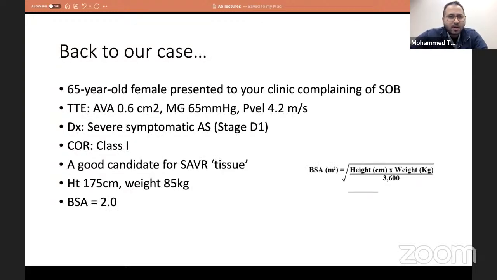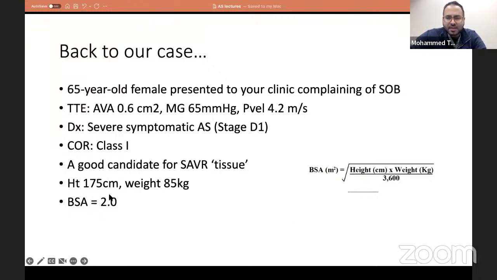So back to our case, the patient's dimensions were 175 centimeters in height and 85 kilograms in weight. So you do a little bit of calculation, as you can see here. You can calculate the body surface area based on the height and weight, multiply them and divide by 3,600. Then you take the square root, and you get the body surface area, or you use an app on your phone and do that quicker.